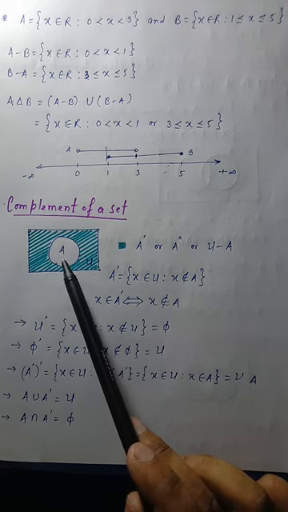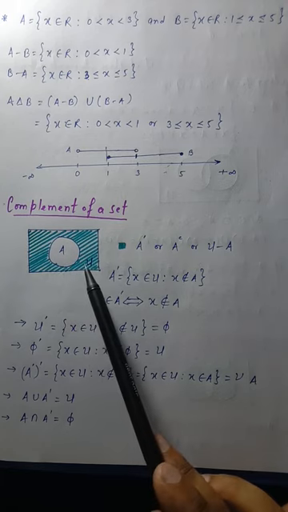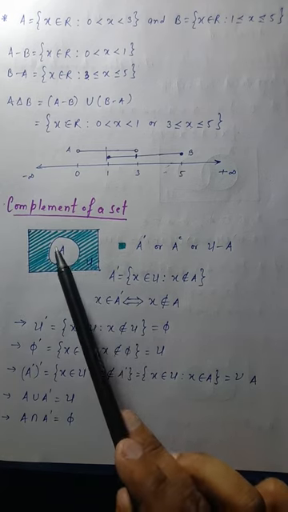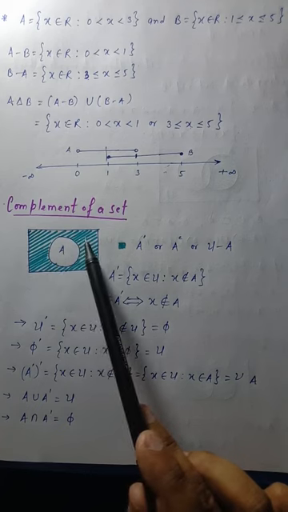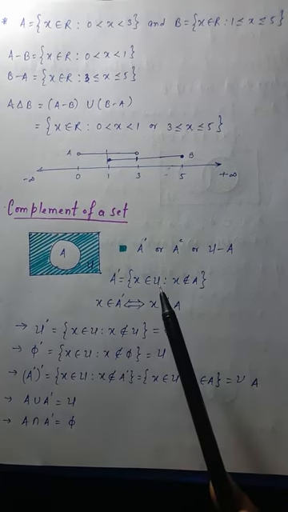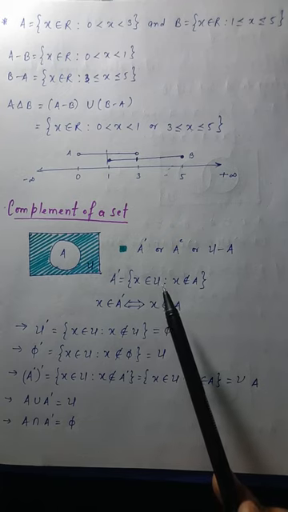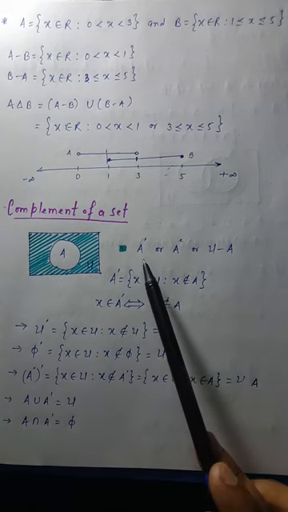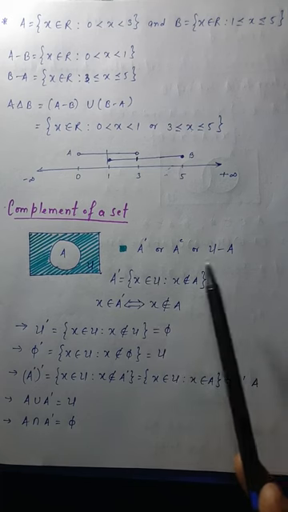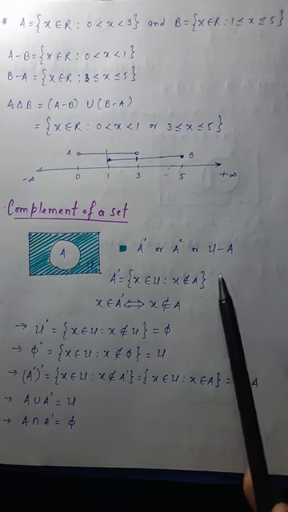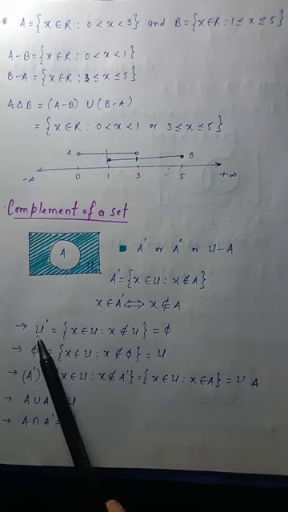So we are leaving A but we have shaded the whole portion. It means x is not present in A but it is present everywhere in U except A. So this is the definition of complement. Actually, complement of a set means it is the difference of universal and that set. So you must remember, like B dash means U minus B, C dash means U minus C.